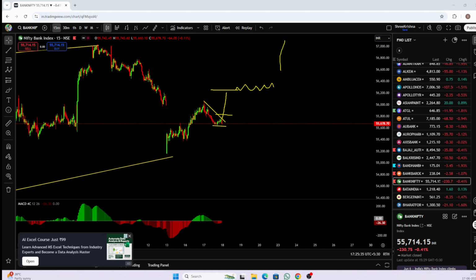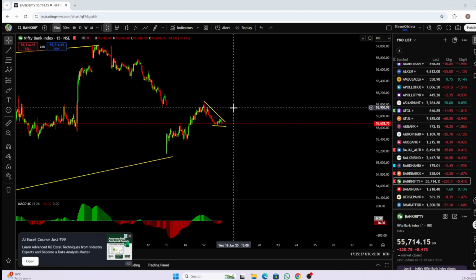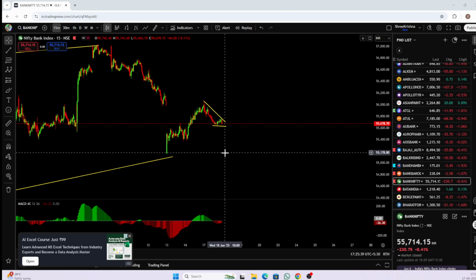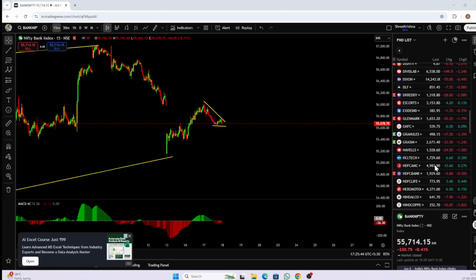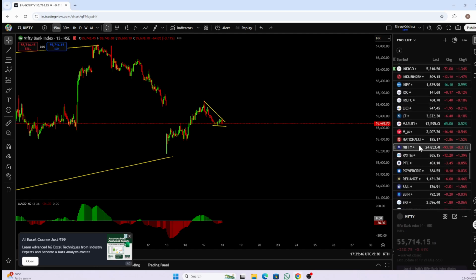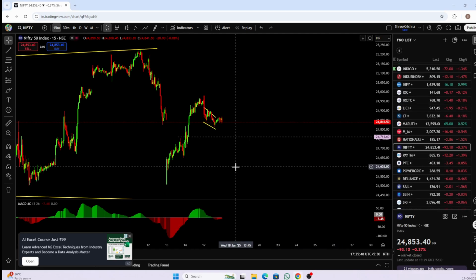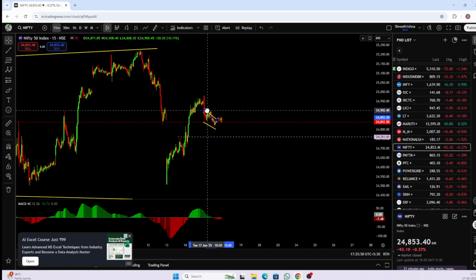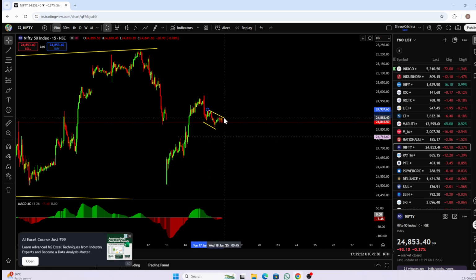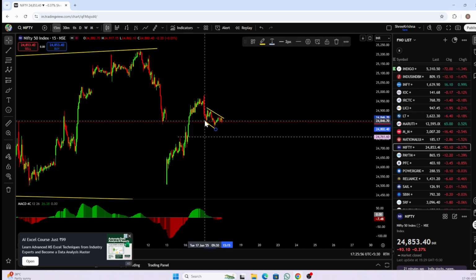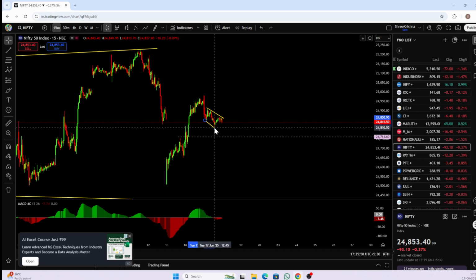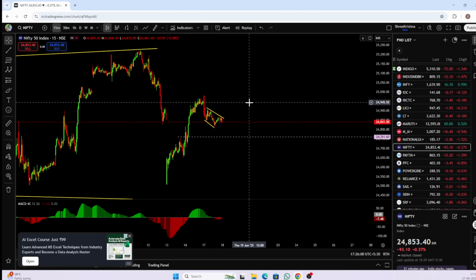Okay, so this is what is going on, this is what we are looking at, and this is what is going to happen. Nifty, I'm not going to show you many stocks because again most people don't understand this. No one can understand this.